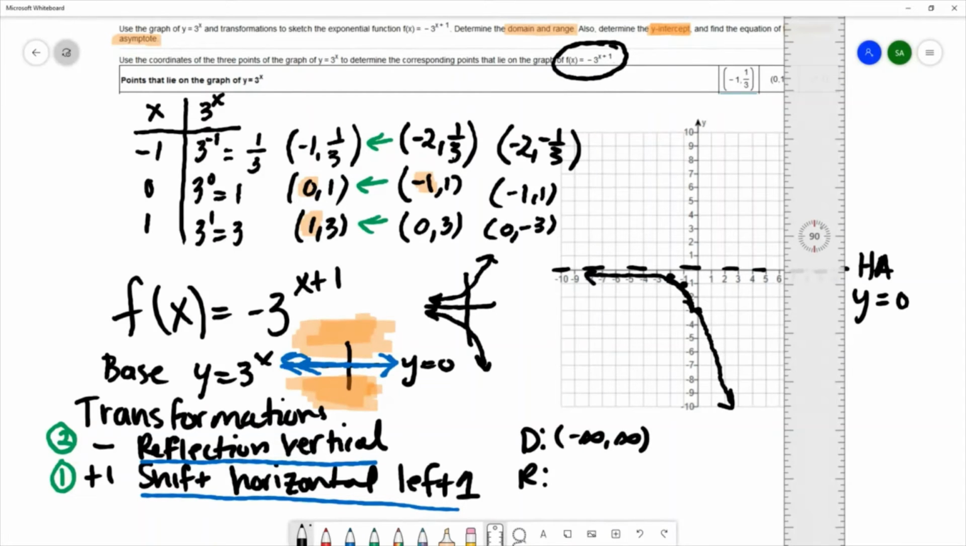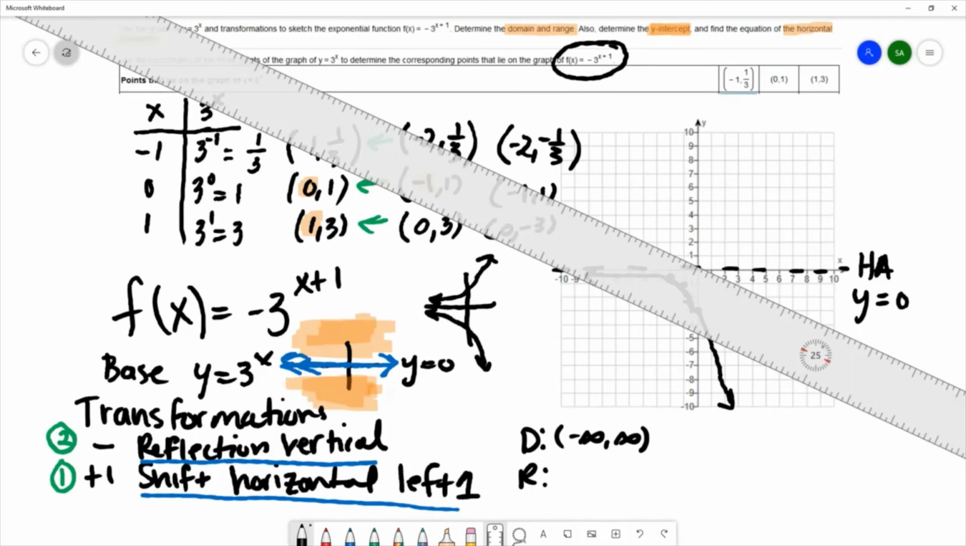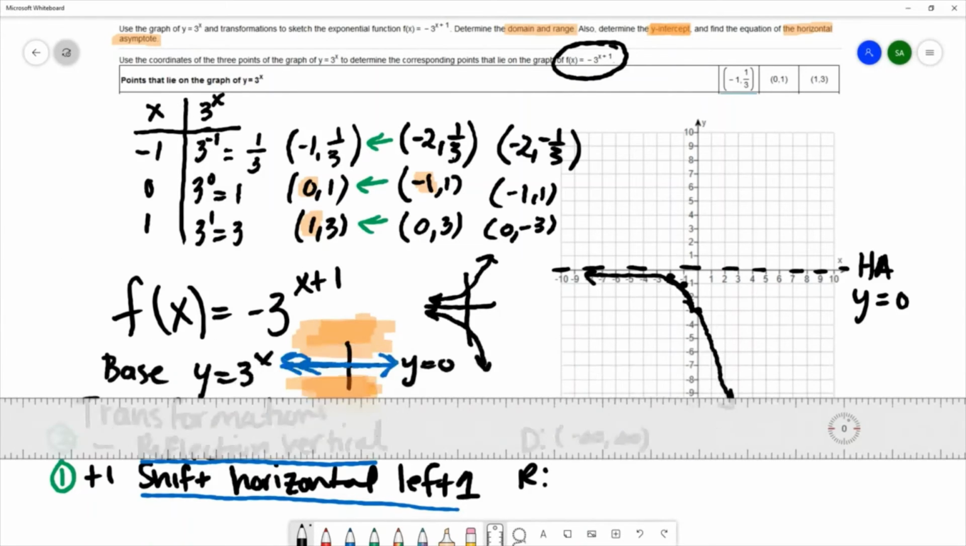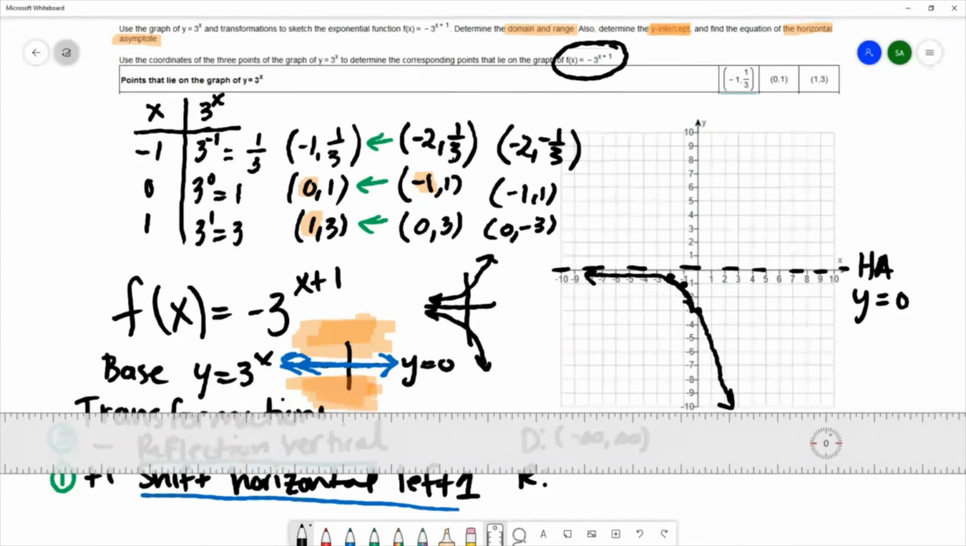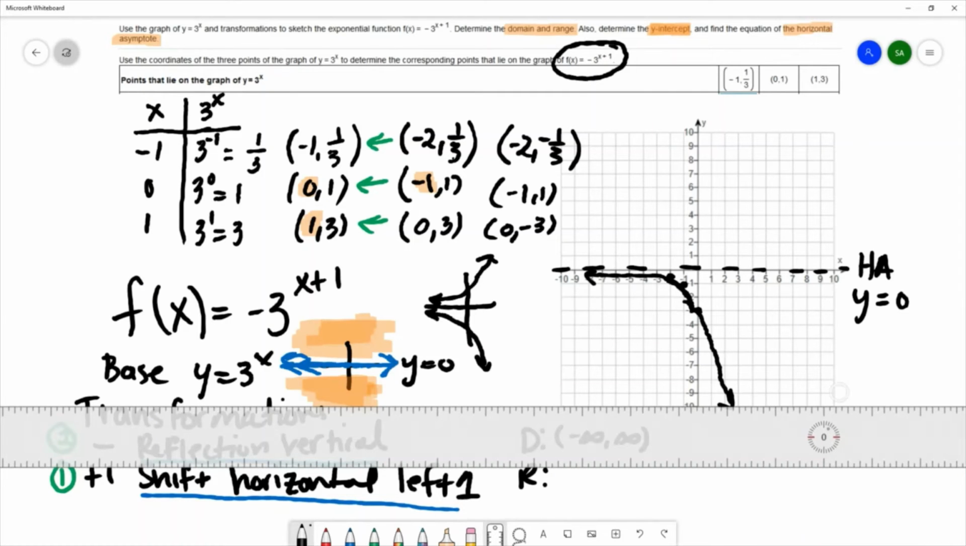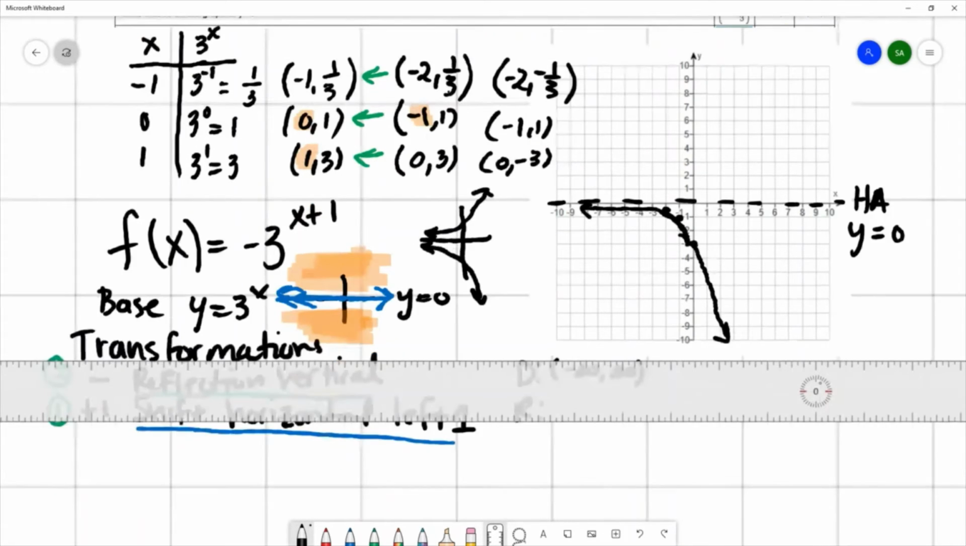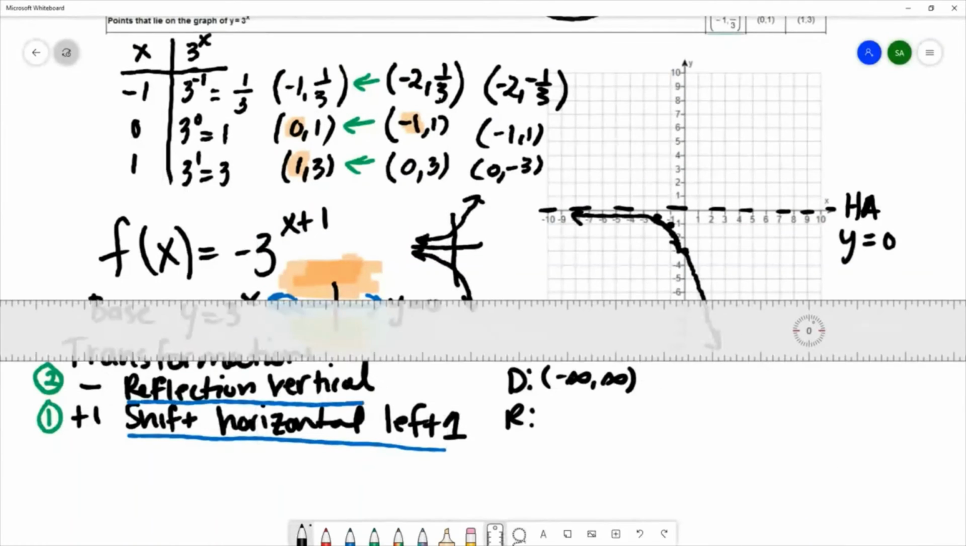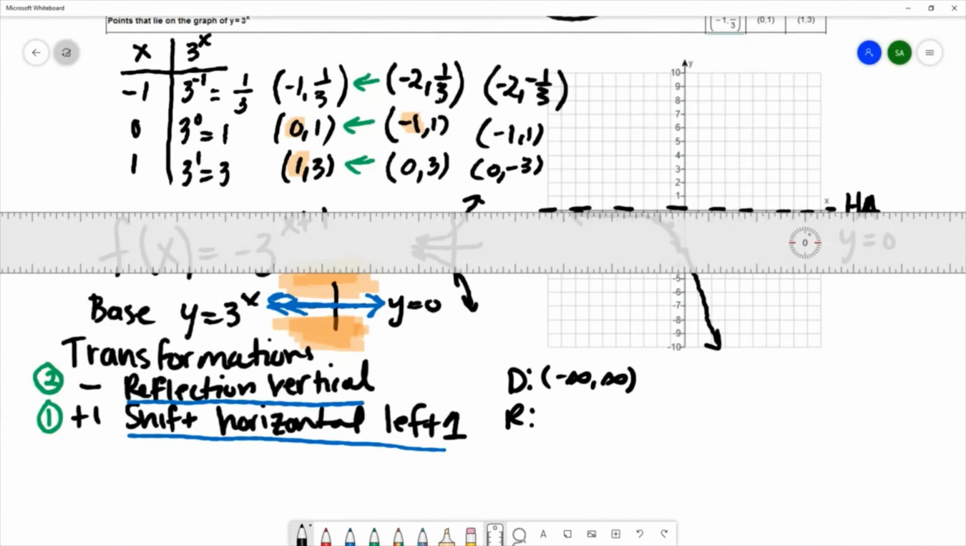For the range, we're going to hold our ruler horizontally and go from bottom to top. The first time you hit the graph would be at negative infinity, and you're going to continue to hit the graph until you get to the x-axis. That's where that horizontal asymptote is. You're going to have a range from negative infinity to 0. And since you never reach the horizontal asymptote, we don't put a bracket on 0. We never reach that value of 0.